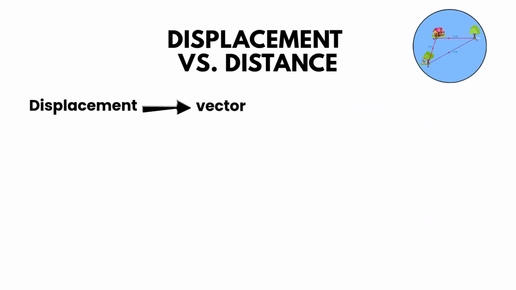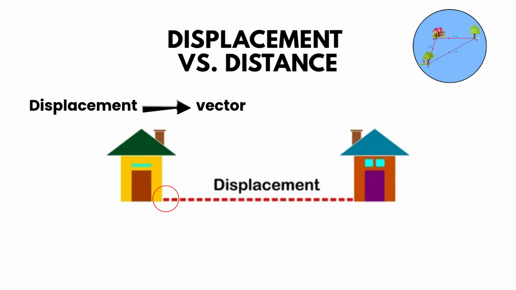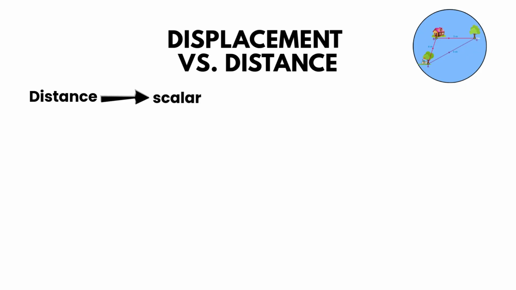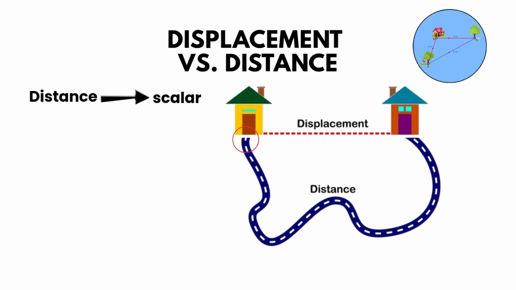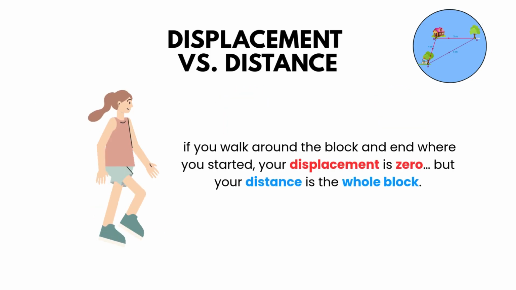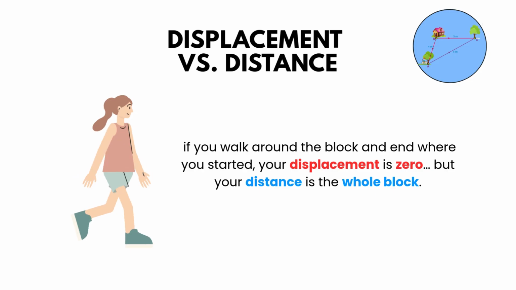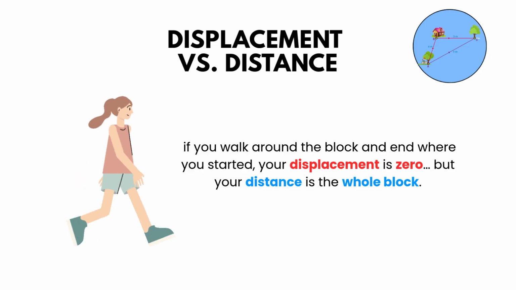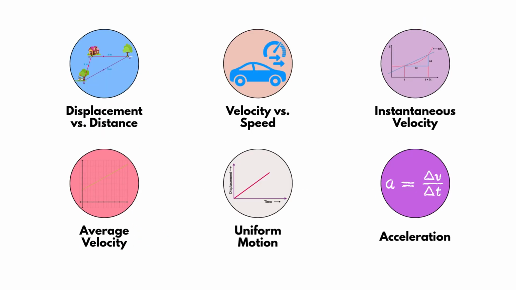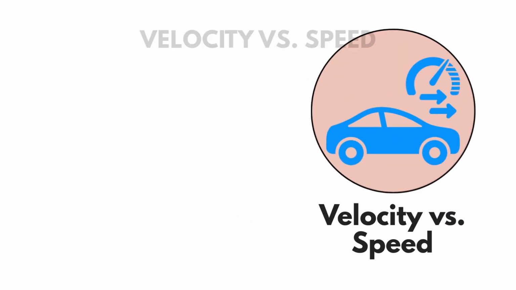Displacement is a vector. It only cares about where you start and where you end in a straight line. The symbol is delta x and the units are of length. Distance is a scalar. It's the entire path traveled. No matter the twists and turns, the symbol is d, and it's always positive. Quick check. If you walk around the block and end where you started, your displacement is 0, but your distance is the whole block. Velocity versus speed.